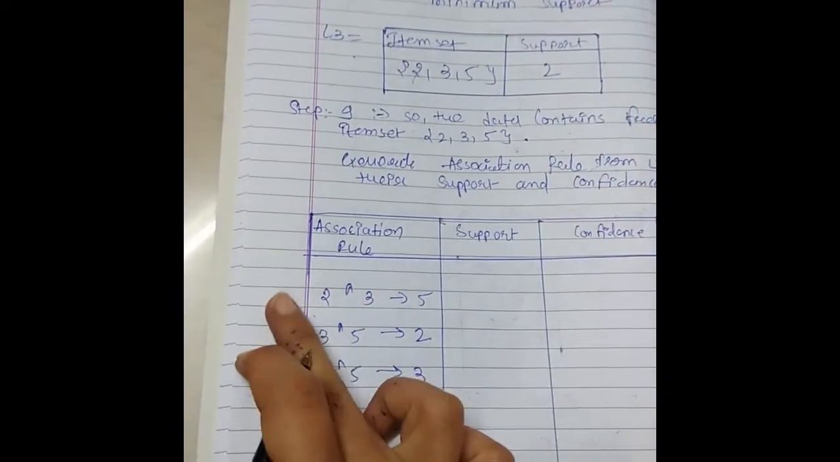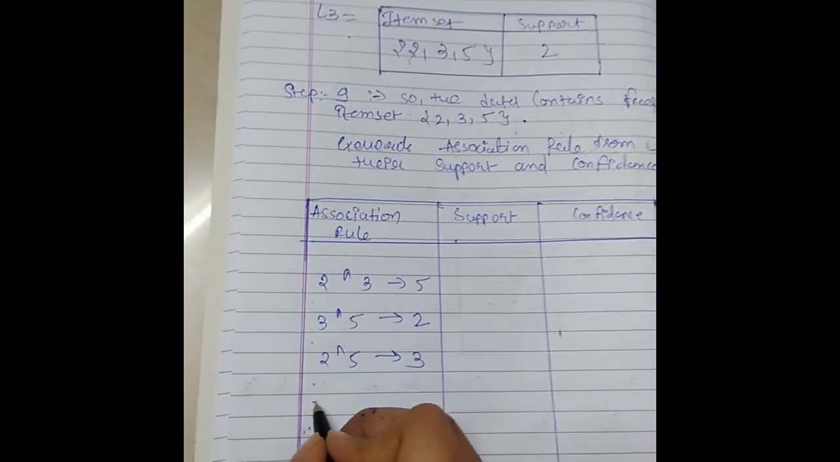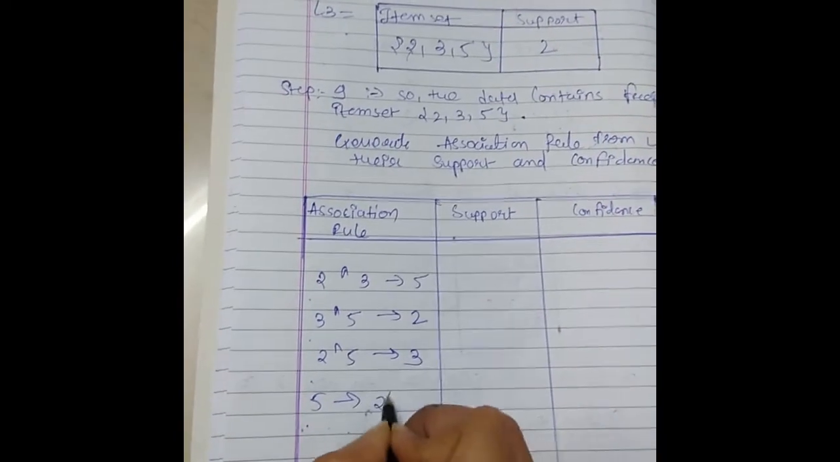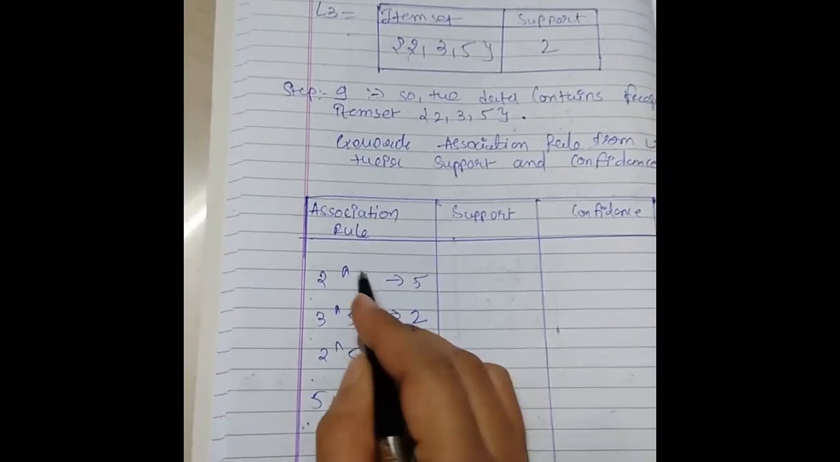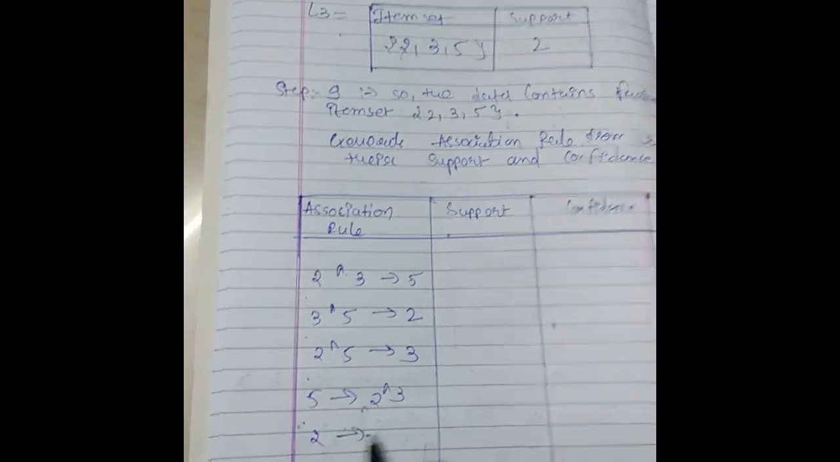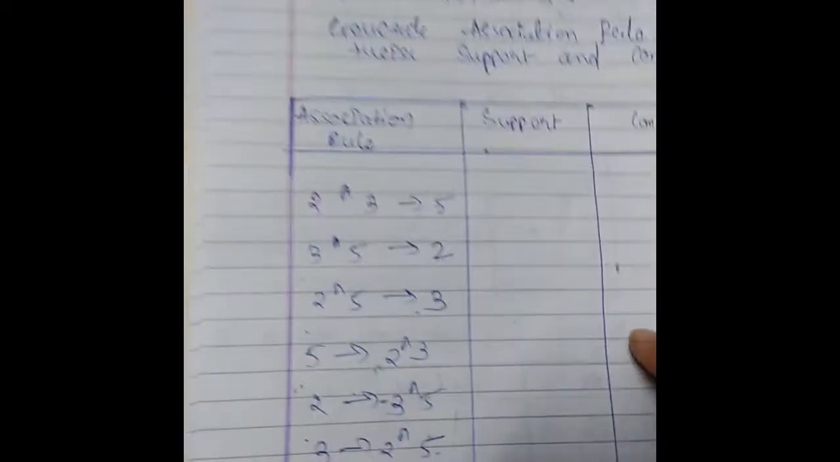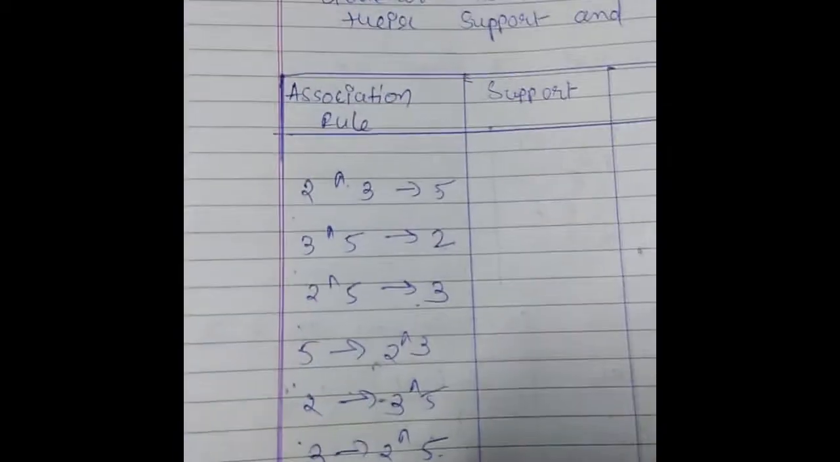Now we'll invert these rules and create 3 more rules, like 5 implies 2 and 3. This is 5 implies 2 and 3. Then 2 implies 3 and 5, and 3 implies 2 and 5. So this is how our association rules are generated.